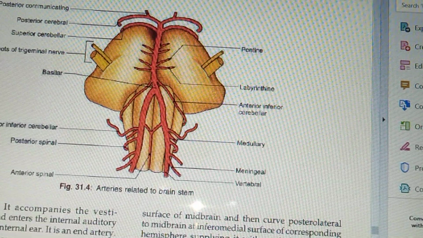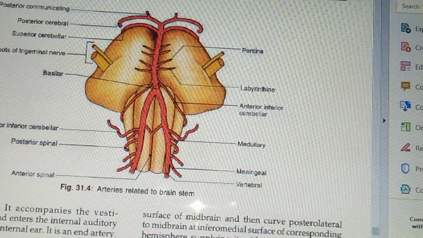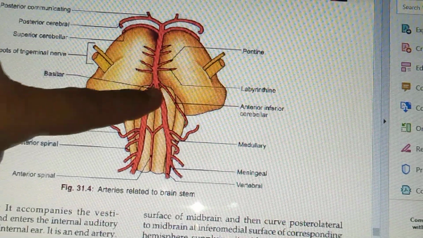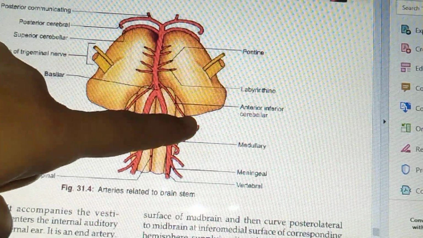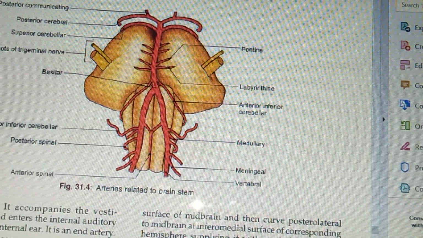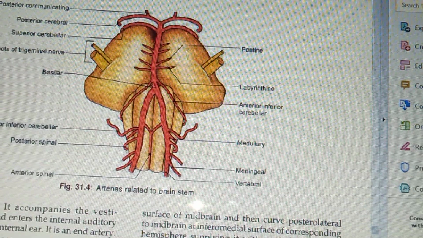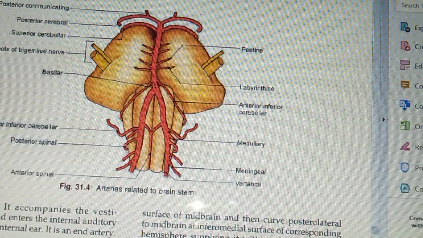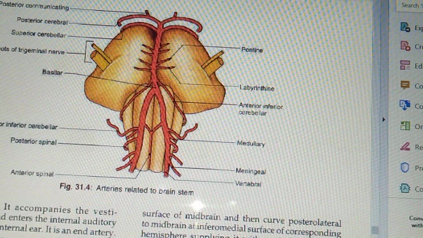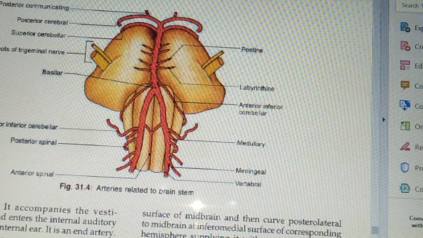Now the branches of the basilar artery, first is the anterior inferior cerebellar artery. Here you can see the anterior inferior cerebellar artery. It arises at the lower border of the pons and passes laterally, supplying the 6th, 7th and 8th cranial nerves. It then loops over the flocculus of the cerebellum and supplies the antero-inferior aspect of the cerebellum.